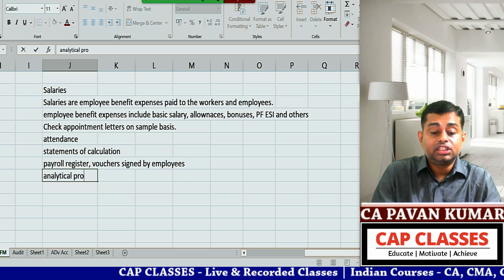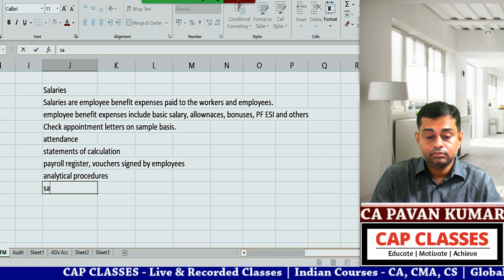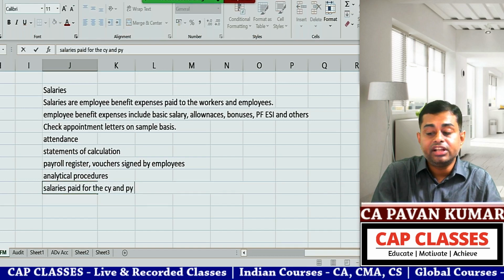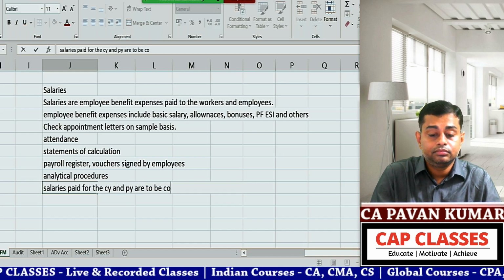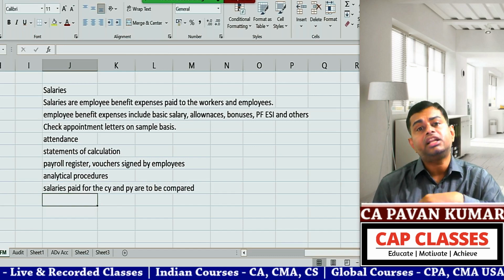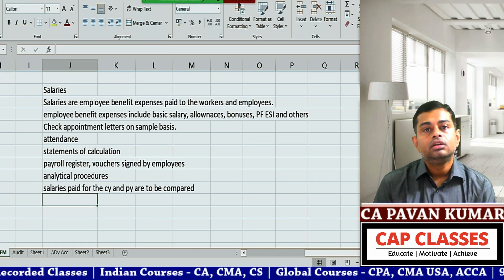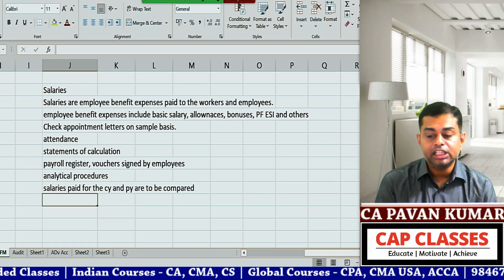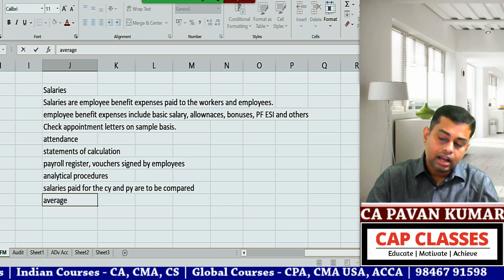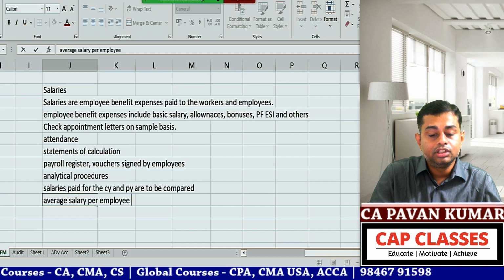Tell me analytical procedures. What analytical procedures can you follow here? The salary in the previous year. Salaries paid for the current year and previous year can be compared. If there is any undue variation, if current year salaries are too high or too low compared to previous year salaries, you have to ask for explanations. Management has to explain. Next, salary for different positions of employees. Average salary per employee or per worker.